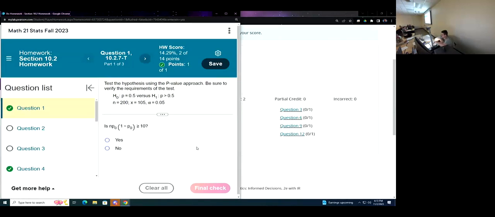So they want us to make sure that n times p times 1 minus p is greater than 10 is satisfied. So if we do that in a calculator, 200 times 0.5 times 1 minus 0.5 should be 50. It is 50. 50 is greater than 10. So you're just plugging in n and p that's given above into this right here.